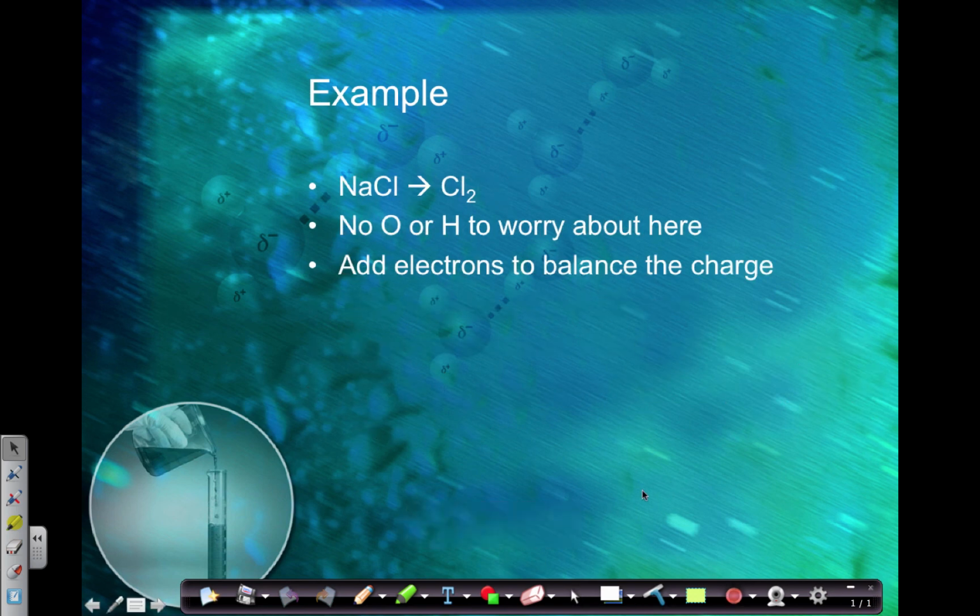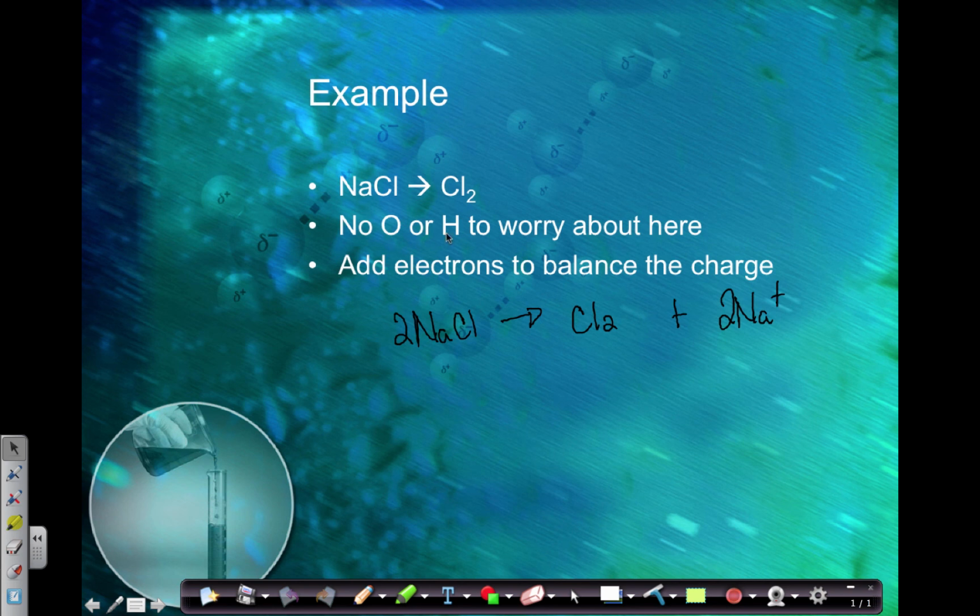Okay, so this one, NaCl produces Cl2. All right, so I do need to worry about something here. Sodium is on this side and not on this side, so let's fix that first. Okay, so I've got sodium here, so remember it's a sodium ion. All right, so now Cl2, I've only got 1 chlorine on this side, so I've got to fix that too. So 2, 2, and then of course I have to have 2 on that side for sodium.